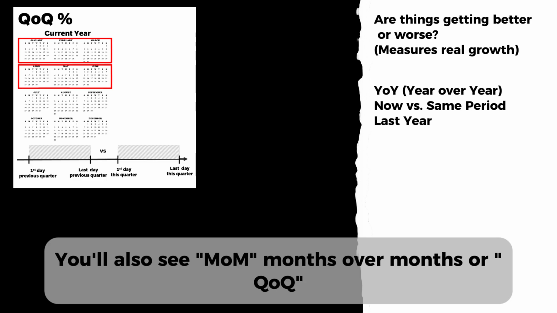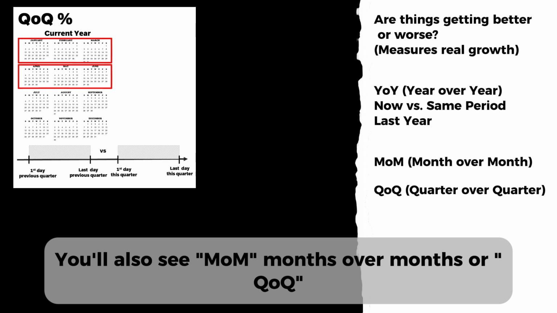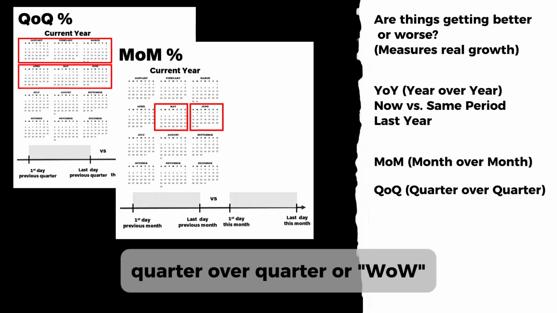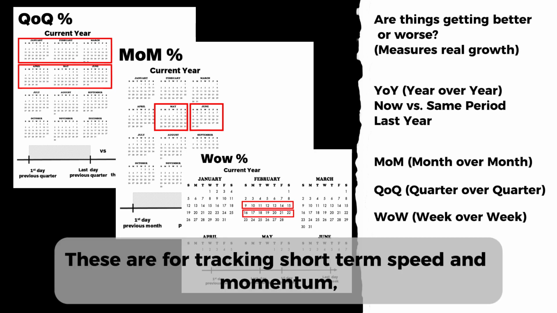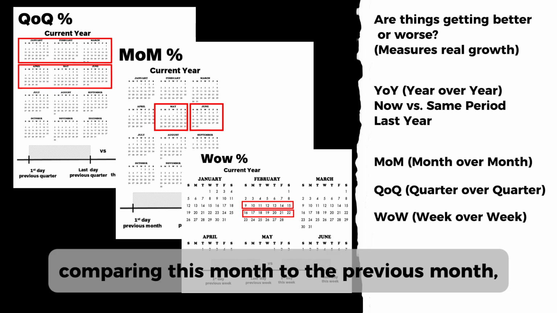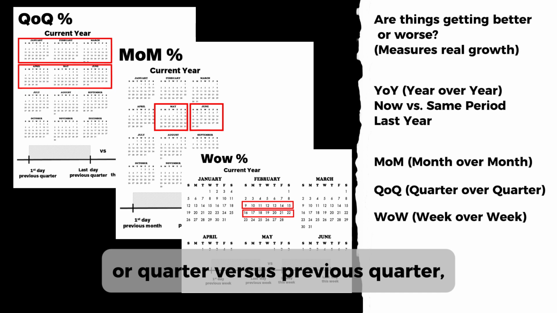We'll also see MoM, month over month, or QoQ, quarter over quarter, or WoW, week over week. These are for tracking short-term speed and momentum, comparing this month to the previous month, or quarter versus previous quarter, or week versus previous week.